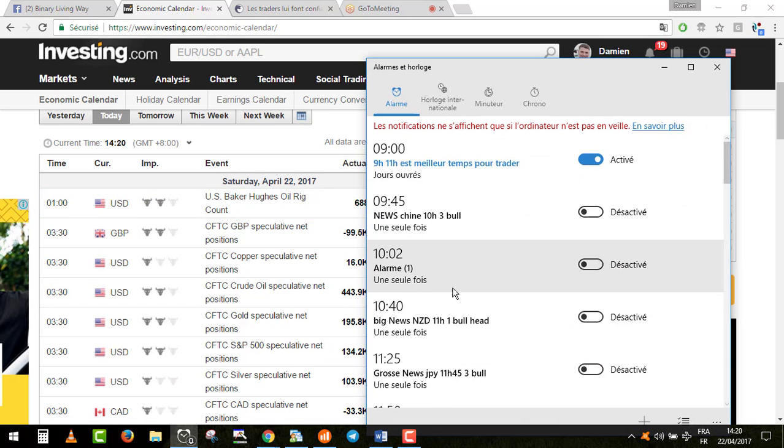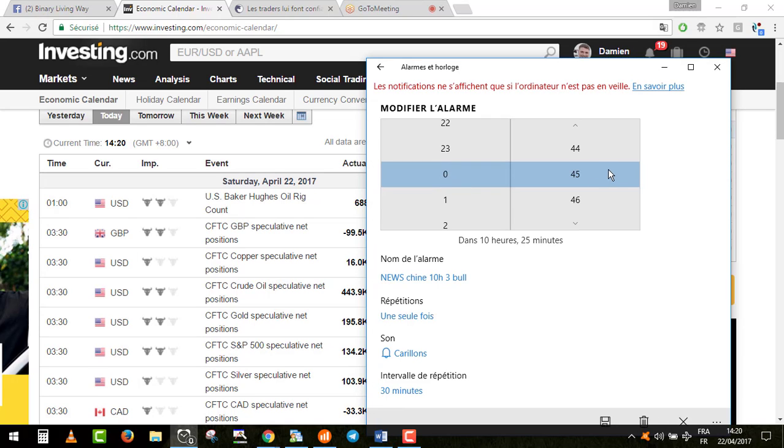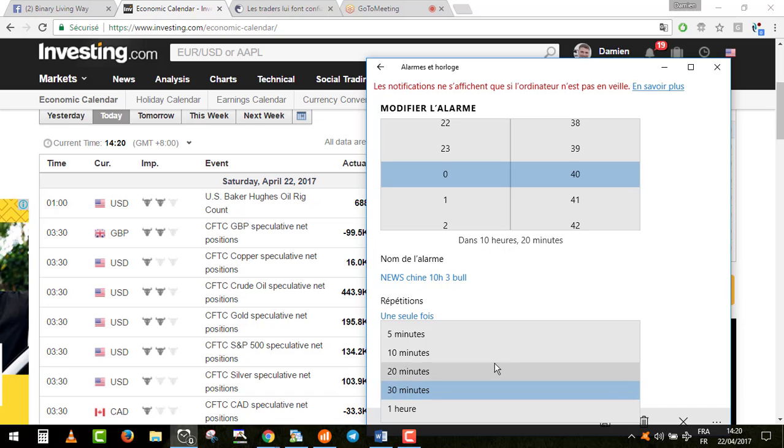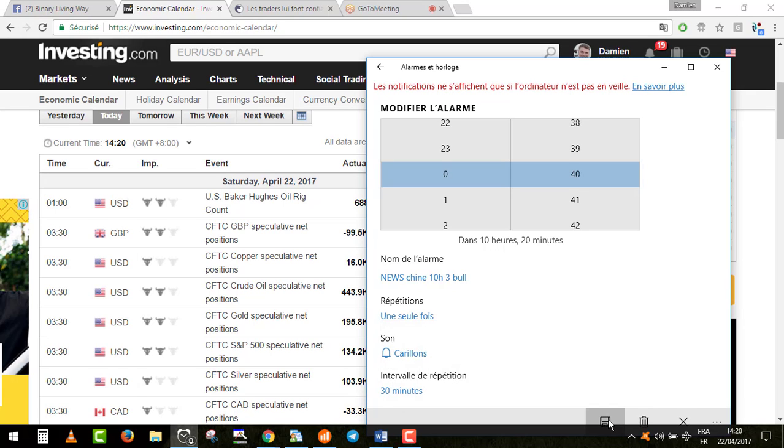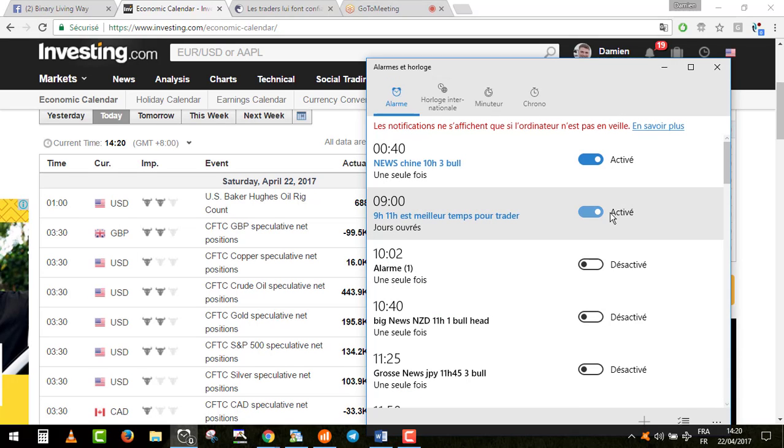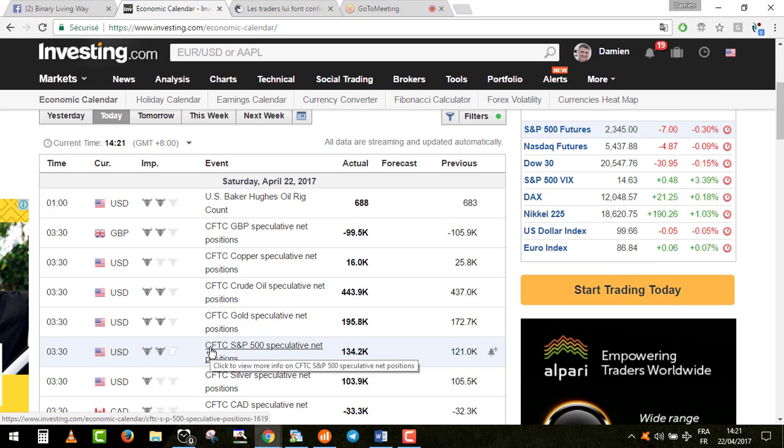So personally, if I see news on USD with 2 bulls' heads, for example, I will open the alarm on Windows and set an alarm at 0 hour 40, so 20 minutes before, and I will repeat this 30 or 40 minutes after if I can. Setting an alert on my Windows permits me to be alerted even if my Google Chrome or Mozilla Firefox is closed. It's very important because I can get out of the market when it's dangerous. That's why I use the alarm of Windows and not the alert of any browser's feature.